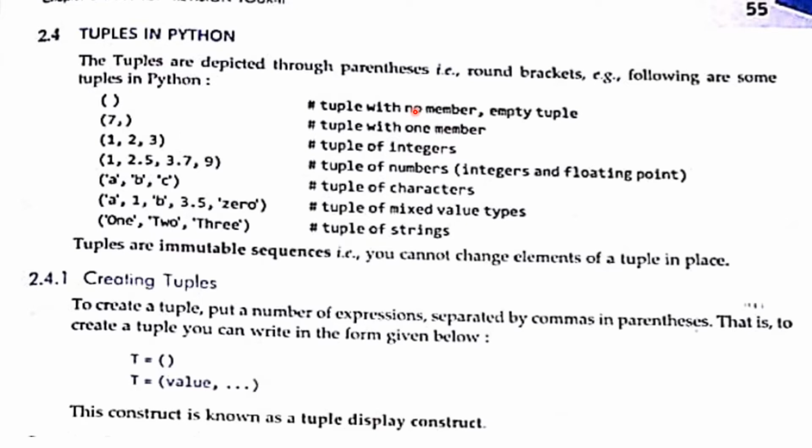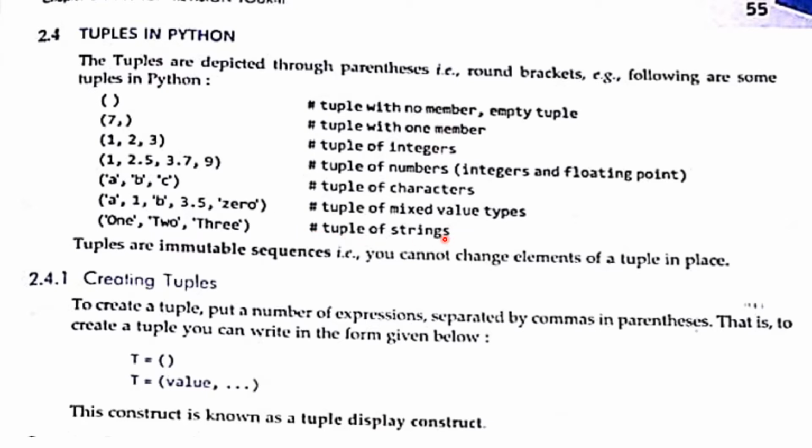The most important thing in a tuple is, if you create a tuple with a single element, then you have to use a comma after the single element. If you do not put a comma after the single element, then this element will be treated as a value stored in a variable. Next is tuple of integers, the same as list, tuple of numbers, tuple of characters, tuple of mixed values, and tuple of strings.